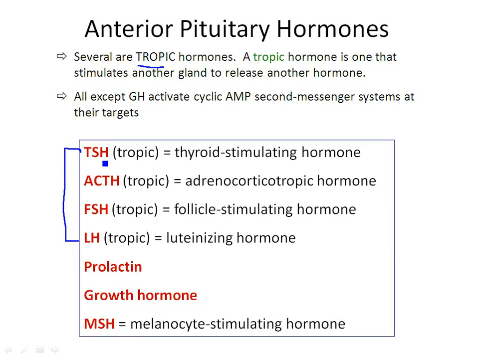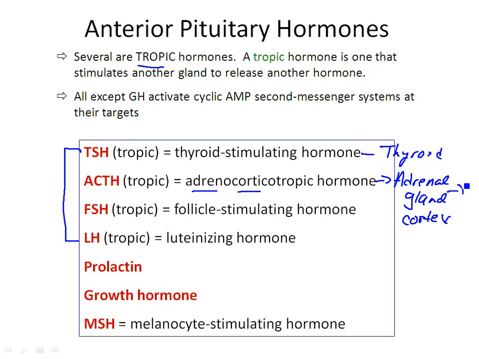TSH is thyroid stimulating hormone. It's tropic. It causes the thyroid to release a hormone. You have ACTH, which is adrenocorticotropic hormone. It works on the adrenal gland. Now, it specifically works on the adrenal gland cortex, the adrenal cortex. Adreno means adrenal, cortico meaning cortex, so it acts on the adrenal cortex, and it will stimulate another hormone to be released.